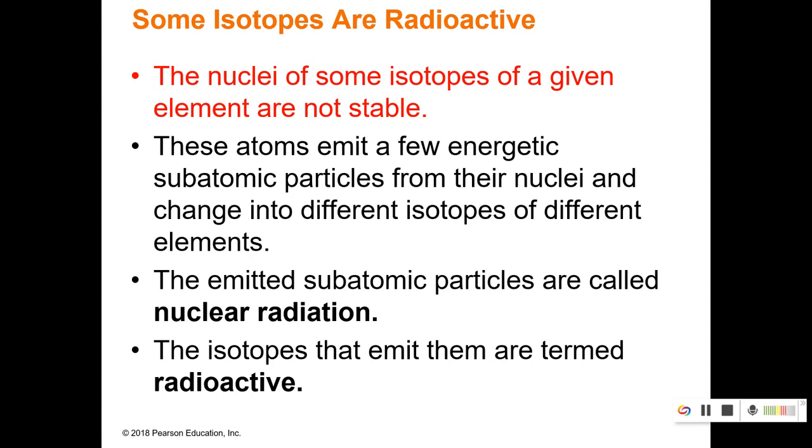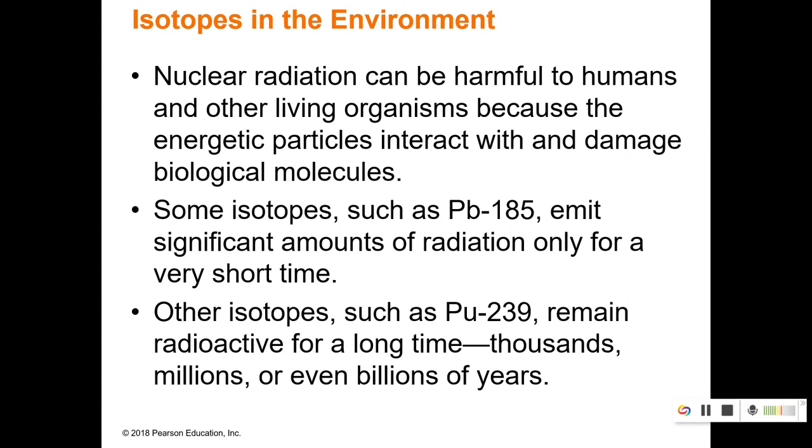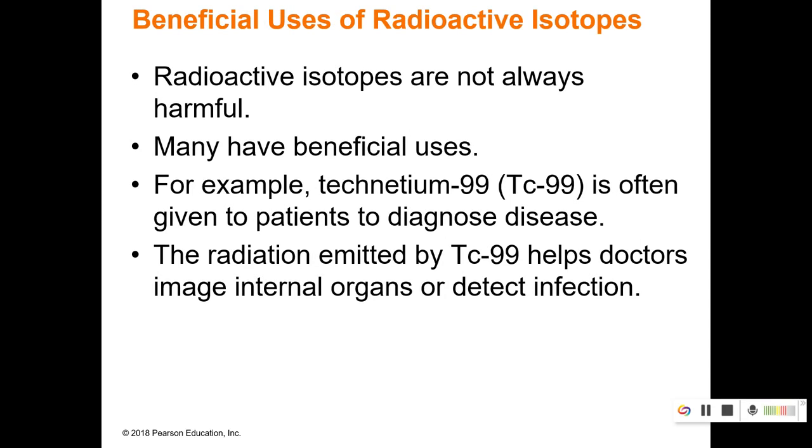All right, as far as radioactivity, some isotopes are radioactive, so they're not stable. That's what radioactive means. And when that happens, they could emit radiation, and that's how they're deemed as radioactive. Okay, so hopefully you know that nuclear radiation can be harmful to humans and other organisms. So there are some isotopes like lead-185. They emit significant amounts of radiation, but only for a very short time. There's also ones like plutonium-239 that are radioactive for really long periods of time, so thousands, millions, or even billions of years. So they're not always harmful to us.